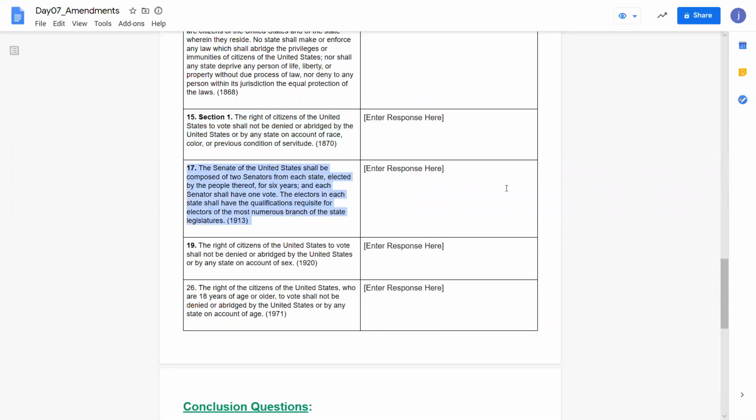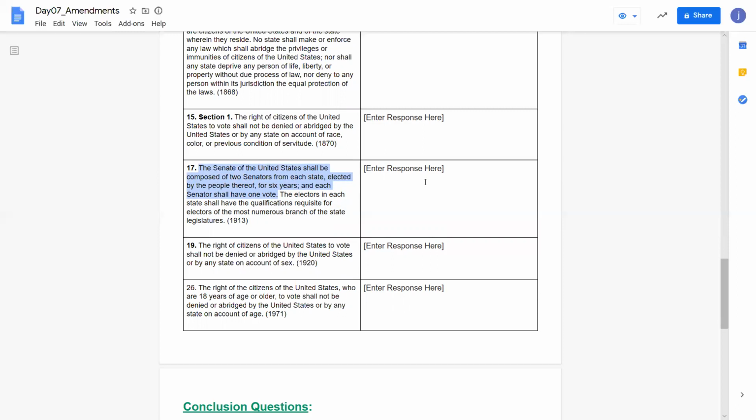Amendment 17. The Senate of the United States shall be composed of 2 senators from each state, elected by the people thereof, for 6 years. And each senator shall have 1 vote. The electors in each state shall have the qualifications requisite for electors of the most numerous branch of the state legislatures. Okay, so this one's actually relatively simple. It's just saying the Senate, which is part of our Congress, shall be composed of 2 senators from each state, selected by the people for 6 years. And each senator shall have 1 vote. There's really not much else to this one.